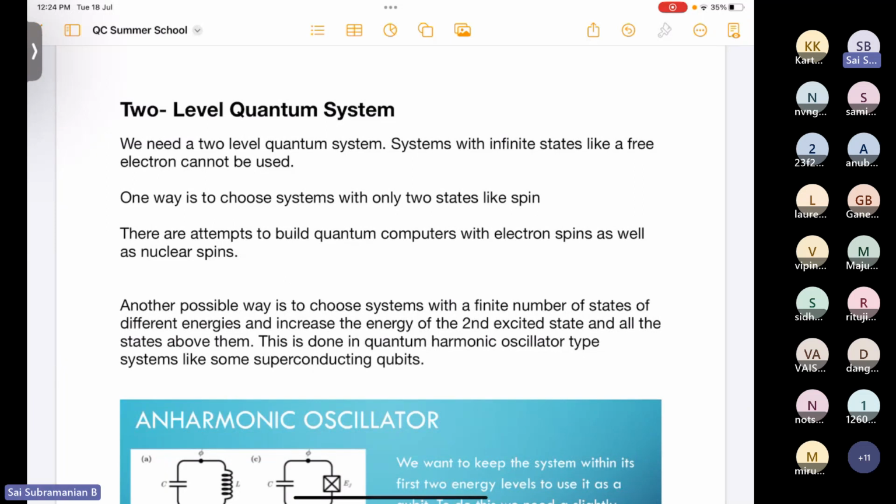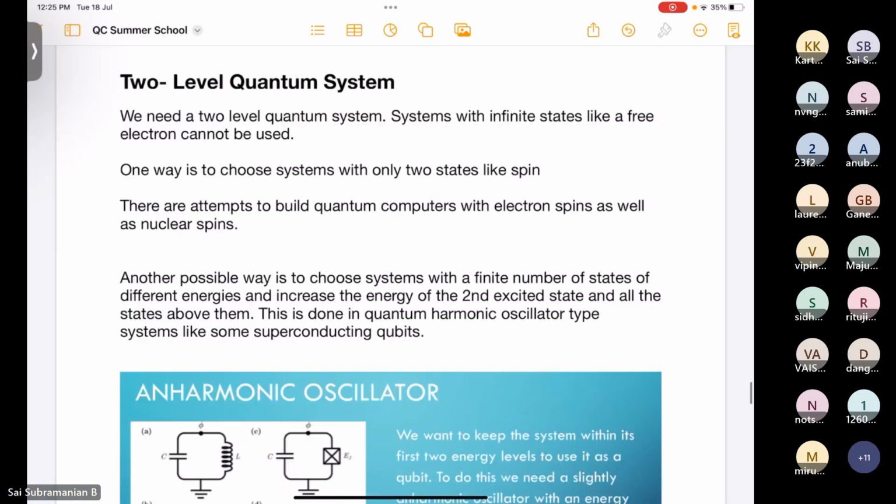We cannot use something with infinite states. Like if you take a free electron and think of its position, it can be one of infinite possibilities. So that's not a qubit for us. For a qubit, we need 2 clear quantum states and a superposition of those states. So one way is to choose systems with only 2 states. One example is a spin-half system.